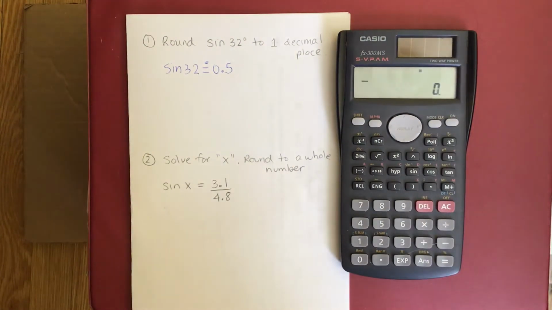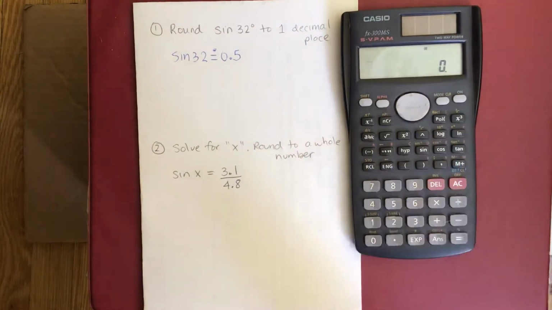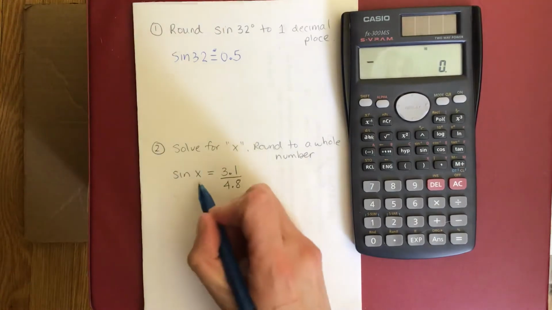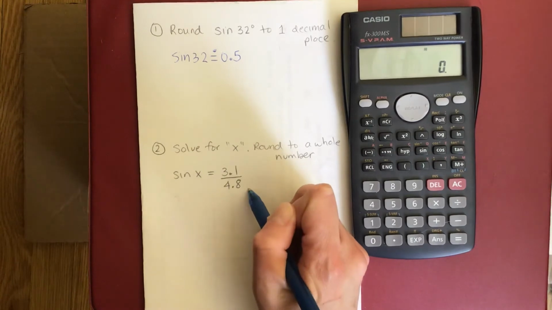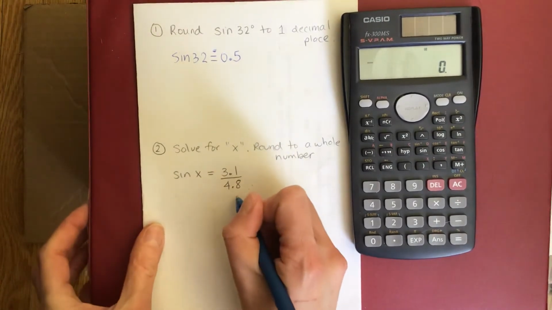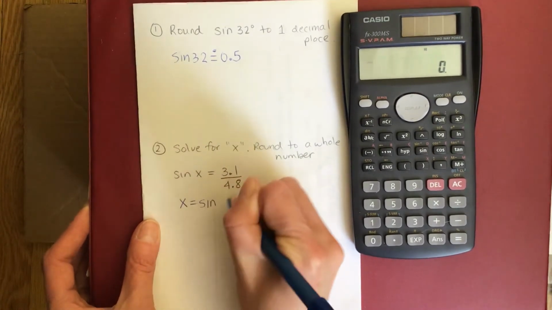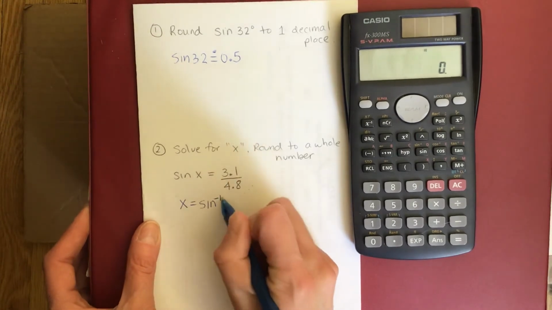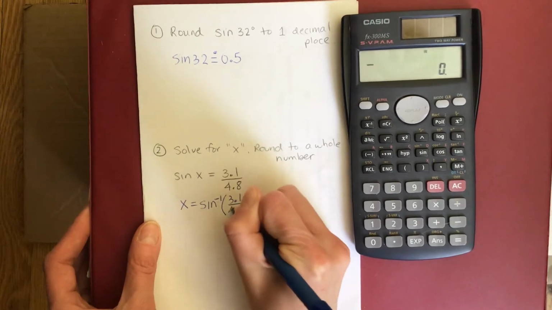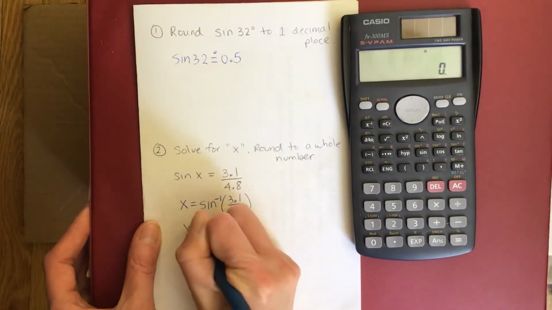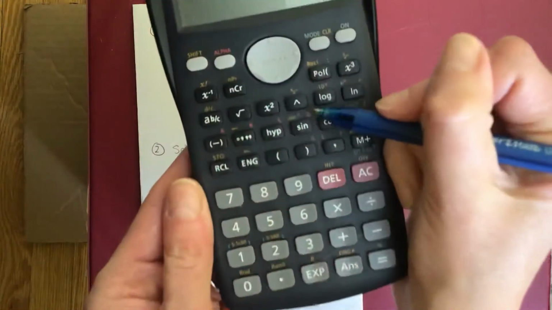So our next question is to solve for x, and in this case we're going to be rounding to a whole number. And this is what you'll be doing if you are solving for an angle, right? X would be that missing angle, and we would have our opposite side and our hypotenuse, right? So these would be side lengths. So you would have a setup like this. X is equal to sine, the inverse of sine, but it looks like a little exponent of -1, of 3.1 divided by 4.8.